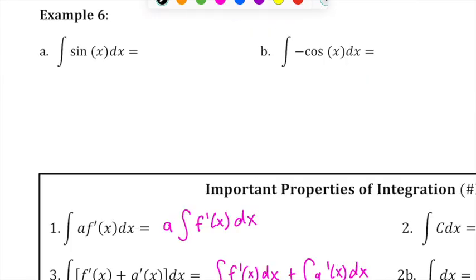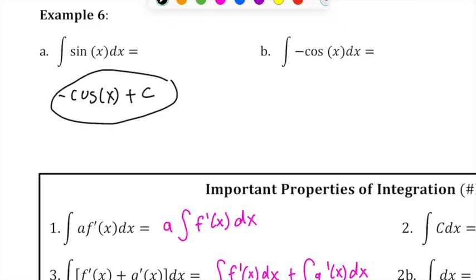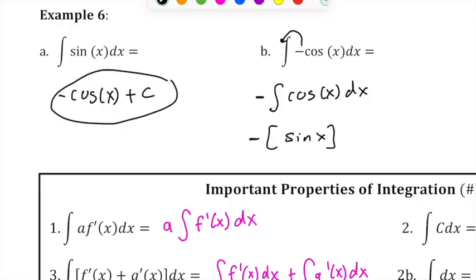Okay, so now getting into the trig. You can always use your tables as a reference. So the integral of sine is going to be negative cosine plus c. The integral of negative cosine, so let's move the negative outside and just do the integral of cosine of x, which we know is sine of x plus c. So your answer is negative sine of x plus c.